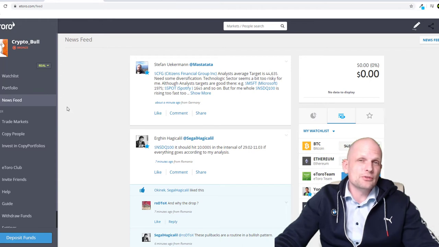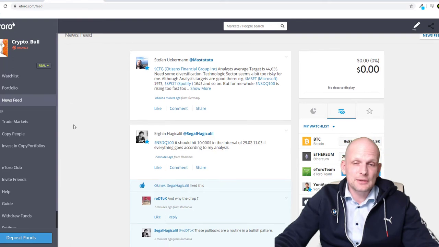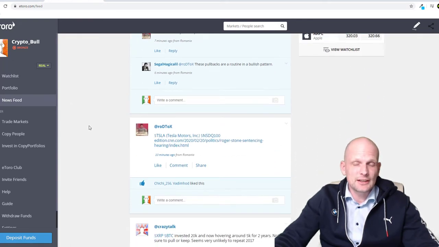And the newsfeed is also a very, very good feature built into the eToro platform, guys, exactly because of the reason that these traders who are trading on this platform.